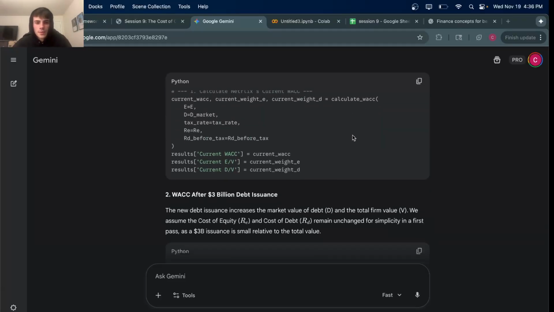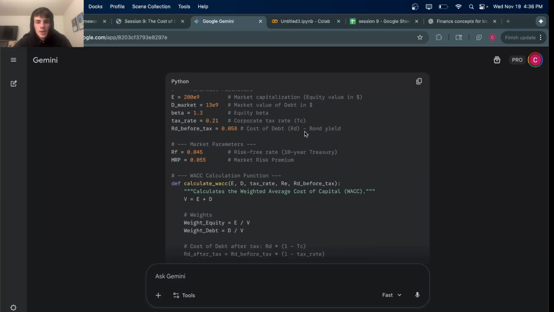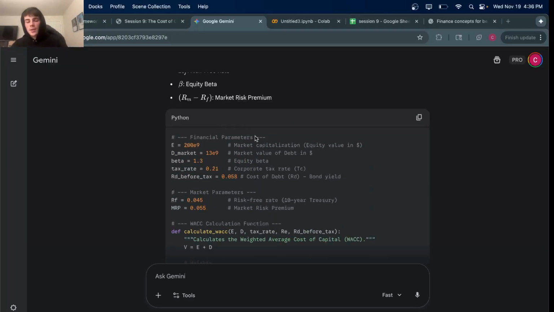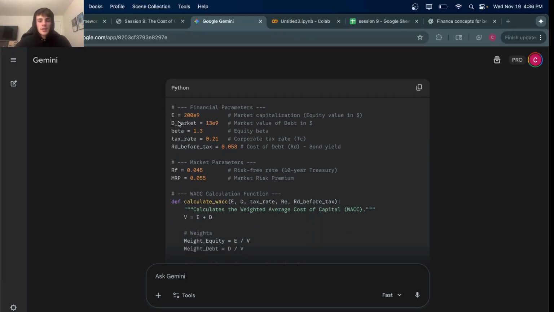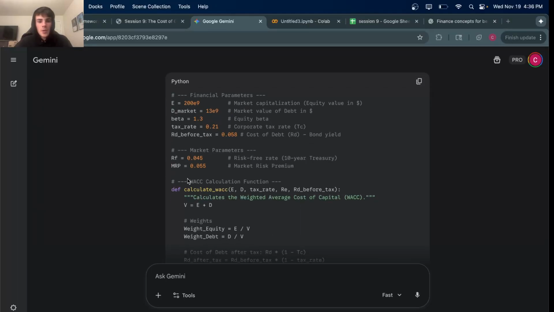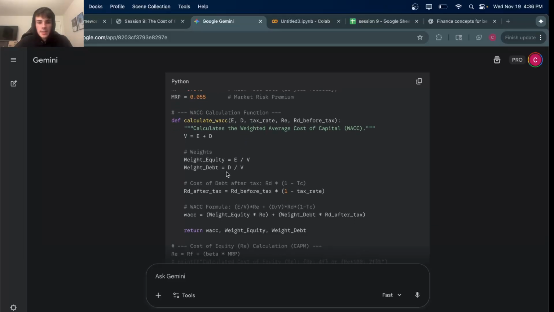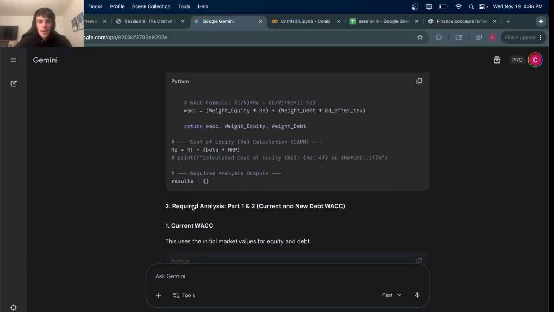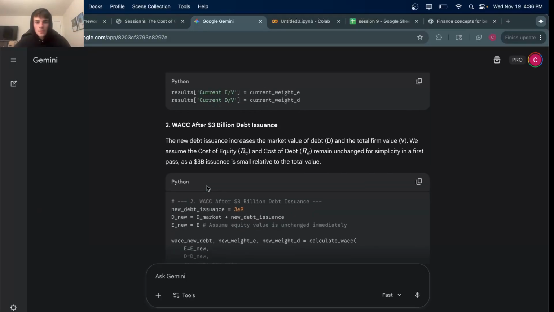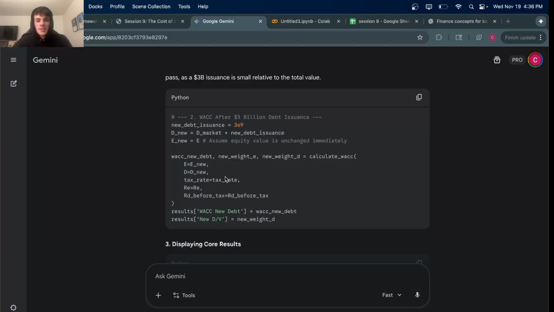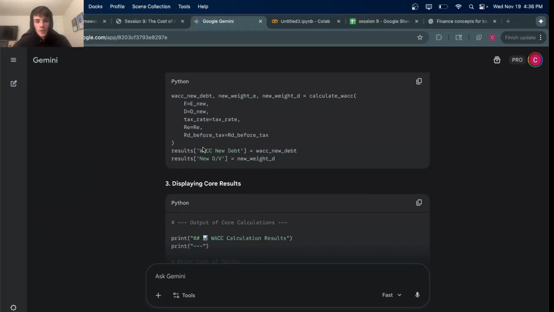And then to scroll down here, as you can see, all the code of it trying to figure out its original WACC, excuse me. Right here, you can see all the financial parameters, all the market parameters, all the WACC calculation functions, the weights, its return, and then finally the results. And then right here is basically the same thing. It's recognizing that there's a $3 billion new debt issuance. It's figuring out the new debt, the new equity, and posting its results down here.